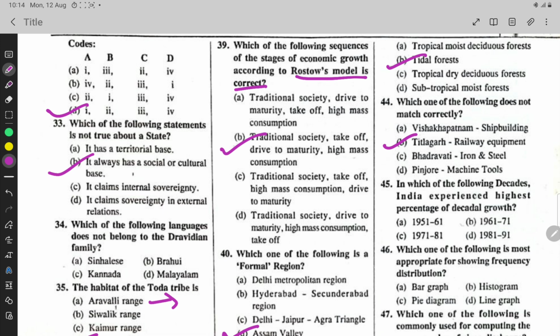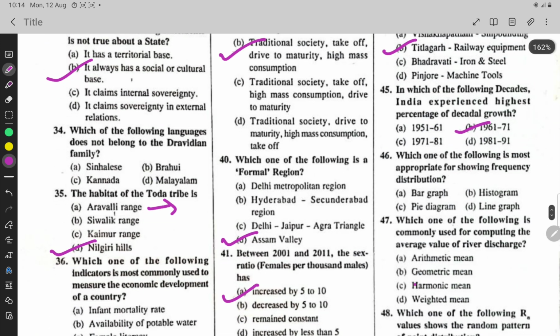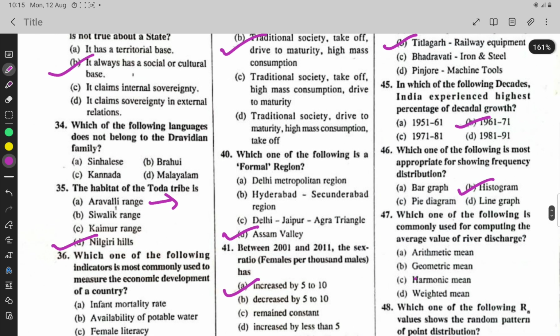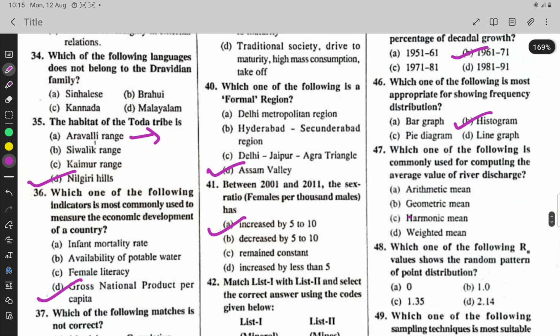Which one of the following decades did India experience the highest percentage of decadal growth? 1961-71. Which one of the following is most appropriate for showing frequency distribution? For frequency distribution, histogram. Which one of the following is commonly used for computing the average value of river discharge? Geometric mean.